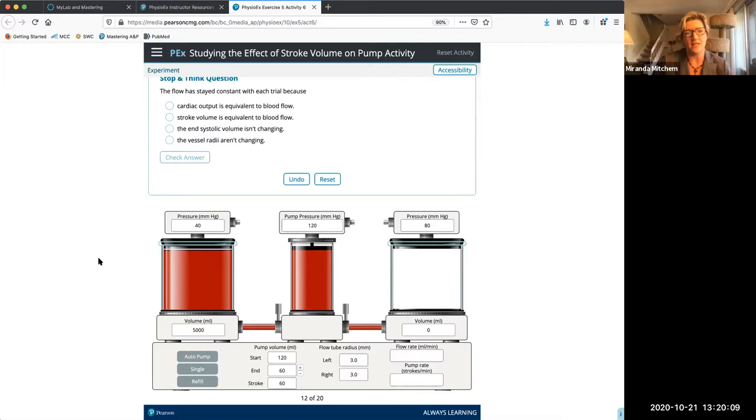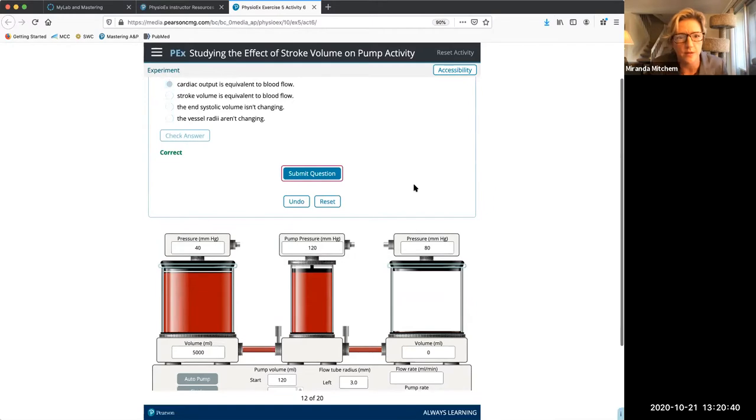Well, it does estimate, cardiac output does estimate blood flow. Well, cardiac output is equal to heart rate times stroke volume. The end diastolic volume isn't changing. Yes, it is. We did change it. The vessel radii aren't changing. Well, they aren't. We didn't look at that. So let's see. There you go. That's the answer. Because cardiac output, that is blood flow, right? Stroke volume is one part of cardiac output.